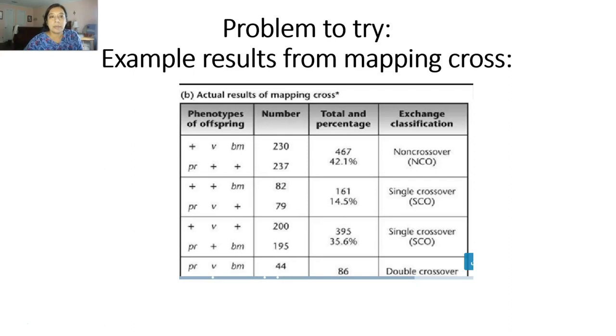So here is an example problem for you to try out and try to get the result on which gene comes first, which second, which third, and give me a map order in the comments below using the data that is provided to you.